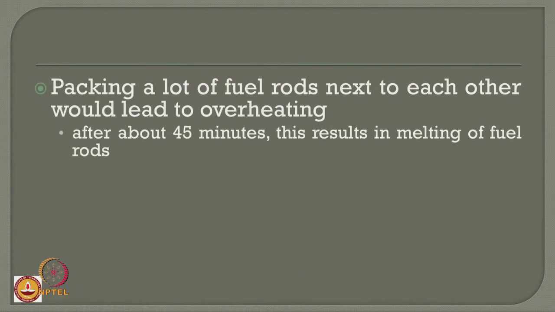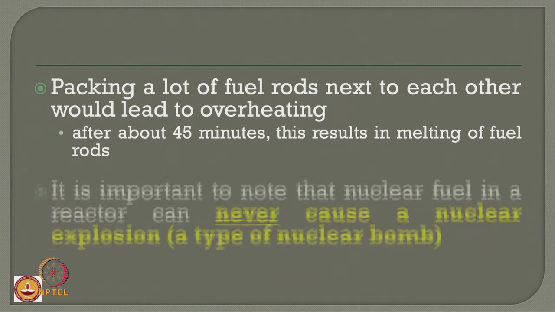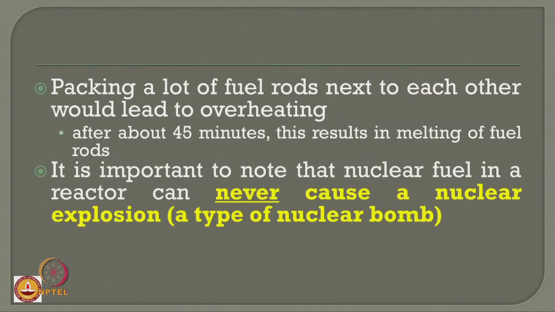Packing a lot of fuel rods next to each other would lead to overheating. After about 45 minutes, this can result in melting of the fuel rods themselves. It is very important to note that the nuclear fuel, which is uranium oxide in this specific case, in the reactor can never cause a nuclear explosion. There is no possibility that the nuclear fuel can become a nuclear bomb.